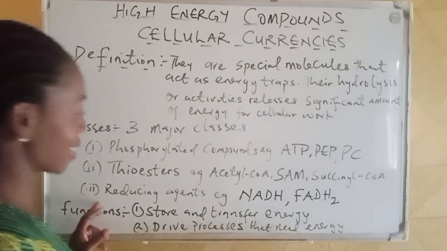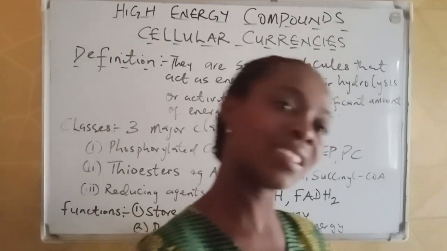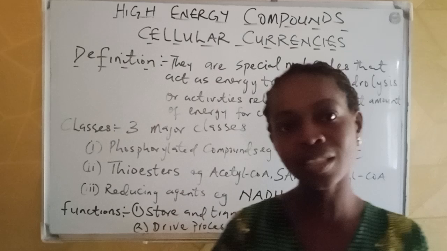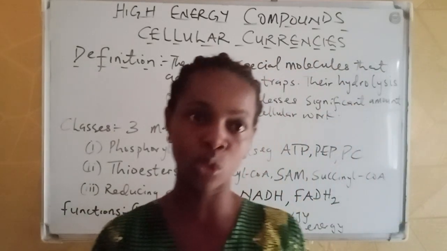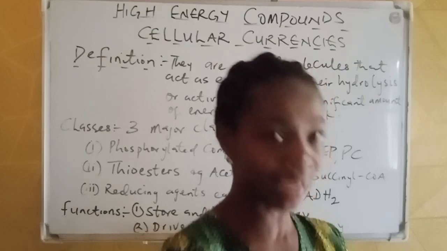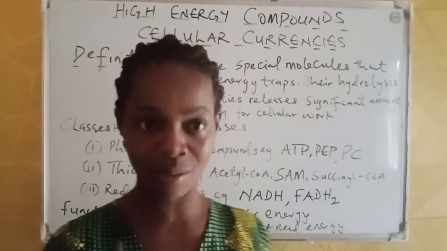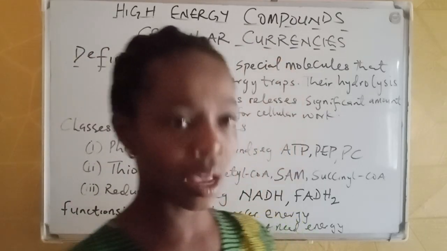But the third class, like I said, does not contain high energy bonds, but rather they serve as delivery couriers, carrying high energy electrons to places where they are needed for the production of energy, particularly for the conversion of ADP to ATP, the most popular energy currency of the cell.